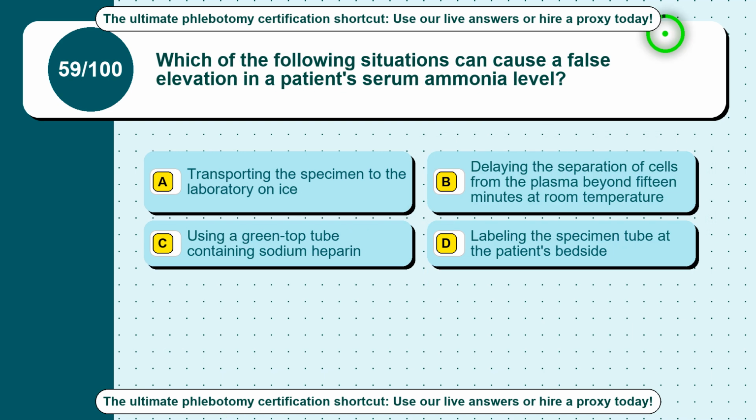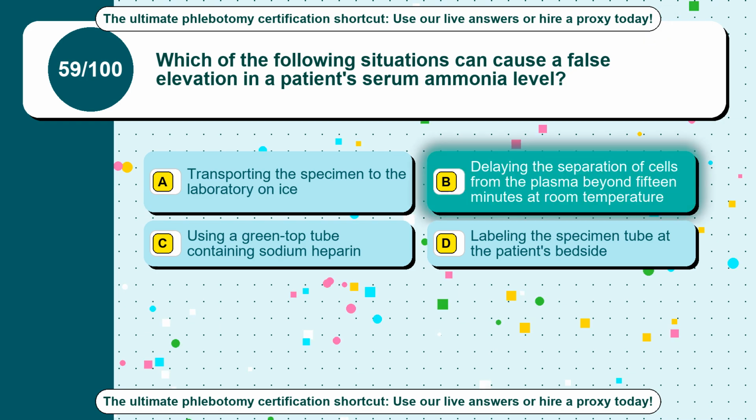Question 59. Which of the following situations can cause a false elevation in a patient's serum ammonia level? Option A. Transporting the specimen to the laboratory on ice. Option B. Delaying the separation of cells from the plasma beyond 15 minutes at room temperature. Option C. Using a green top tube containing sodium heparin. Option D. Labeling the specimen tube at the patient's bedside.